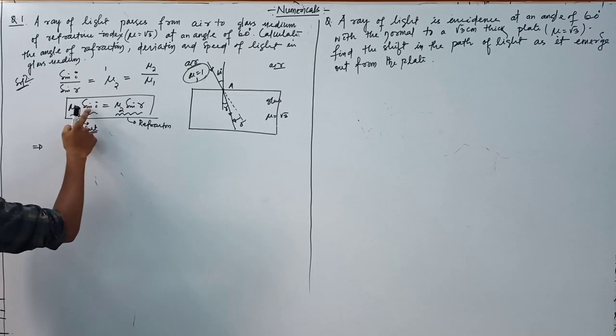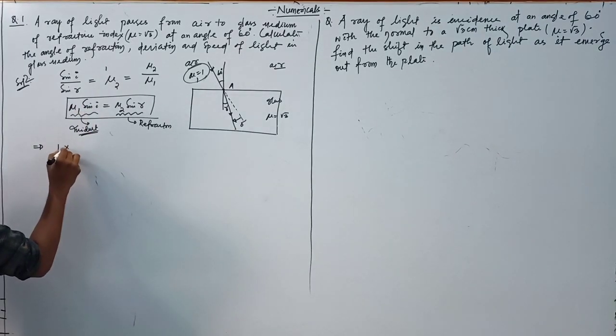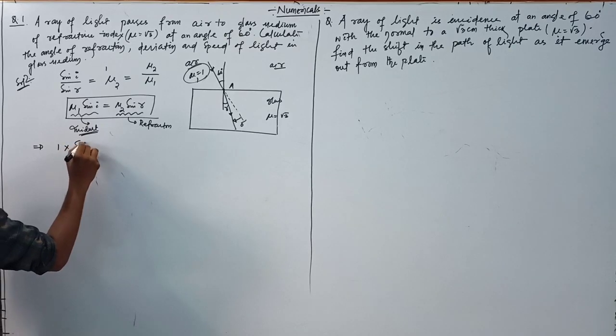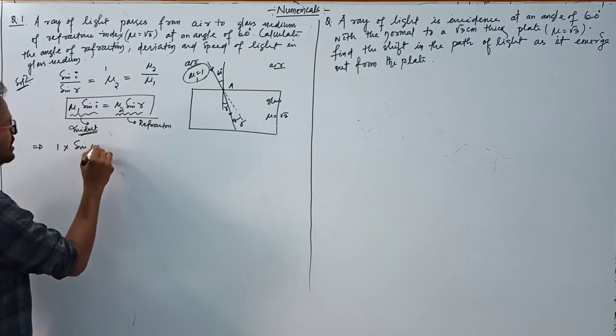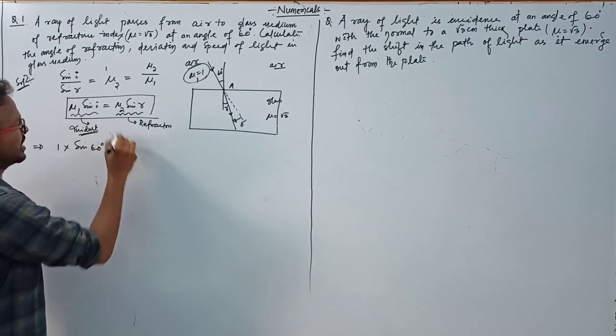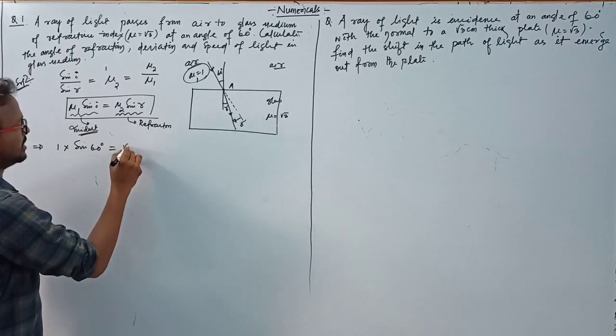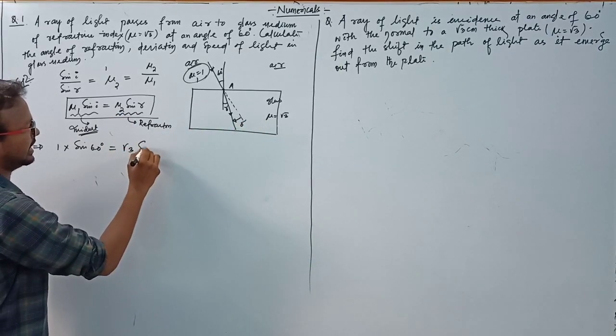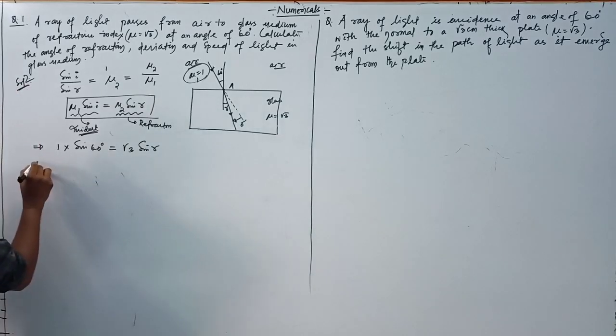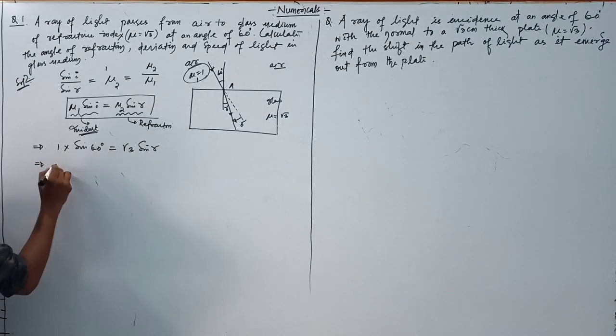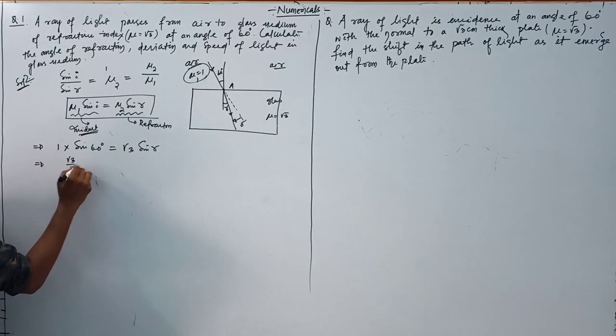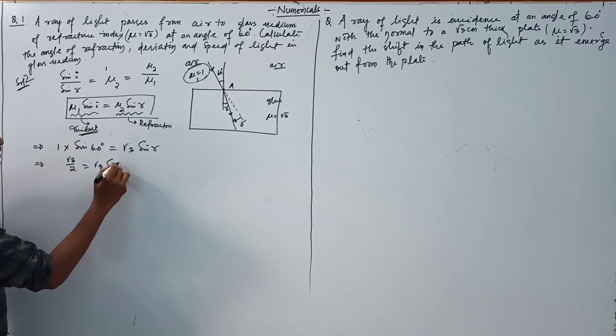According to this formula, the refractive index of the air medium we already know, mu equal to 1, and this is mu 1 and this is mu 2. So mu 1 sin i, 1 into sin i, the sine of the angle of incidence, which is 60 degrees, equal to mu 2, the refractive index of the second medium, that is root 3 into sin r. Clear? Now use the value of sin 60, that is root 3 by 2, equal to root 3 into sin r.